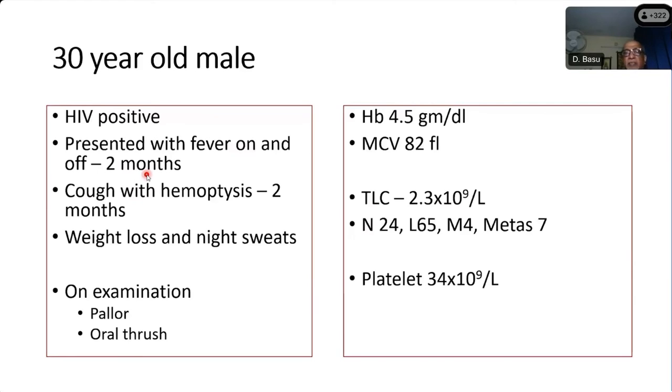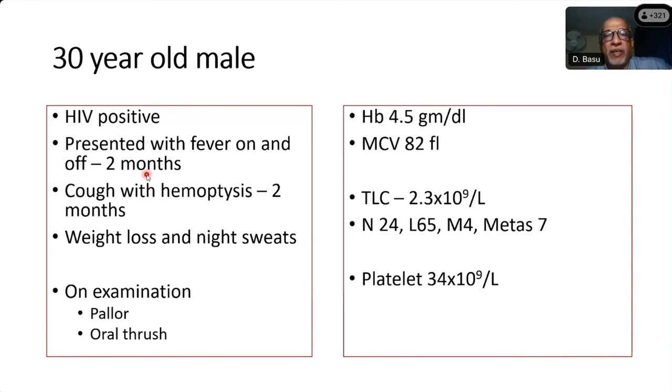So what about the hematological parameters? Hemoglobin is 4.5 gram per dl, which is reduced. MCV is 82 femtoliter, which is within the normal limit. TLC is 2300, which is reduced. On differential, neutrophil is 24, lymphocyte is 65, which is relatively increased. Platelet is 34,000, which is again reduced. So there is some kind of cytopenia going on, as well as a bit of a left shift. So neutropenia, thrombocytopenia, and anemia.